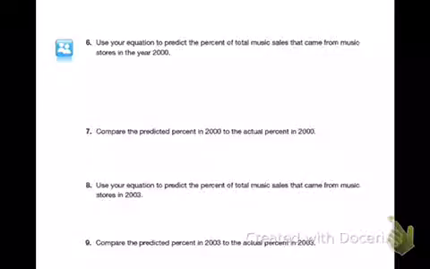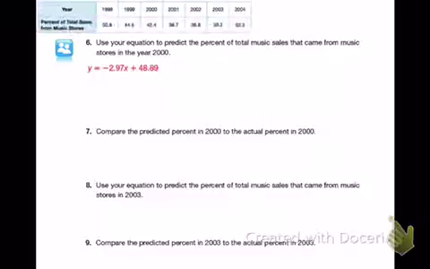All right, so now we should be on number 6. We're going to use our equation to predict, keyword, the percent of total music sales that came from the music stores in the year 2000. So this is our equation you should have gotten from Desmos if you did it. Now we're going to take this equation and predict the music sales in the year 2000. So going back to our table, remember 1998 was the year 0. 1999 was the year 1. 2000 would be considered year 2. So we're going to plug in the number 2 into our equation to make a prediction.